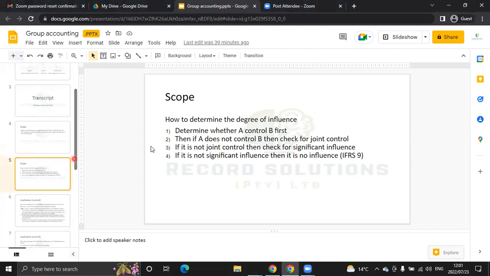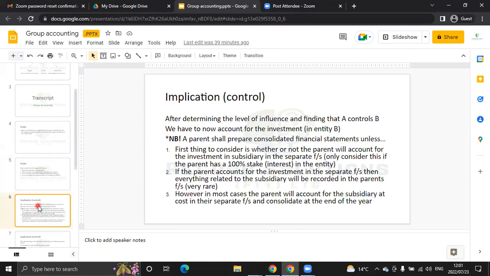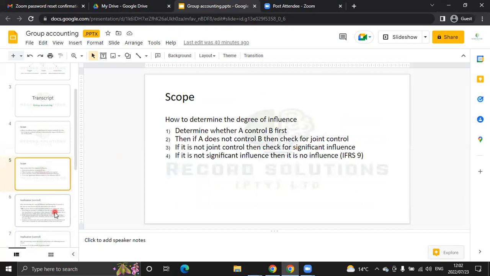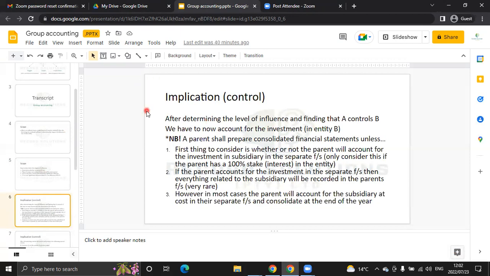So let's continue. I said I'll do this in the next session. So now we are going to assume that we have control, because that's where it starts, right? So we control this entity. What happens now, after we've determined control? Now we have to start accounting for it, because now we know that we control it. So we know the scope basically of it. Now we have to continue with the implication. Now that we know we control it, how do we account for it?